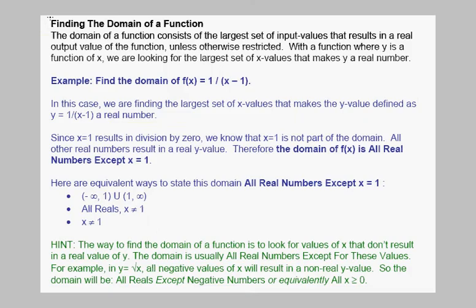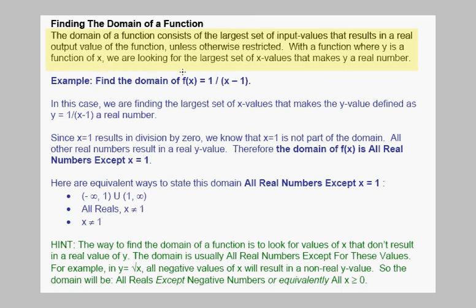We're going to look at finding the domain of a function. As I have written here, the domain of a function consists of the largest set of input values that results in a real output value of the function, unless otherwise restricted. With a function where y is a function of x, we are looking for the largest set of x values, those are our input values, that makes y, the output value, a real number. To see how this works, let's look at an example.